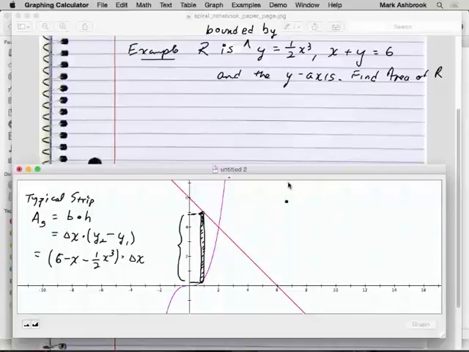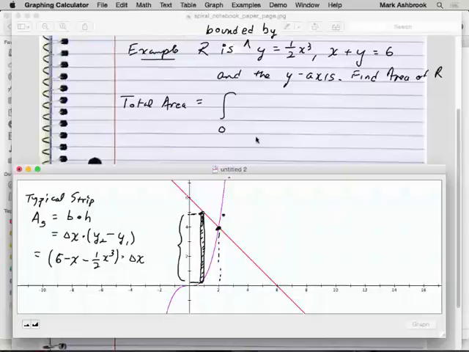And then what are we going to do? We're going to get the total area. We're going to sum up all the typical strips. So where's the first one? The leftmost typical strip, is that x equals 0? And then where's the rightmost typical strip? Well, it's whatever this is. It's looking like 2, but we have to verify. The last little strip is going to be right here. Got to verify where that is.